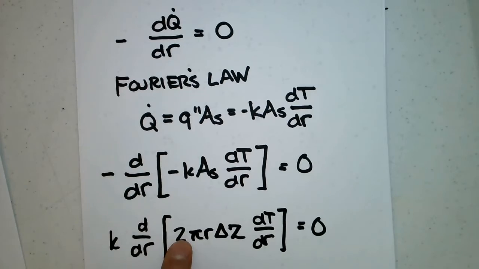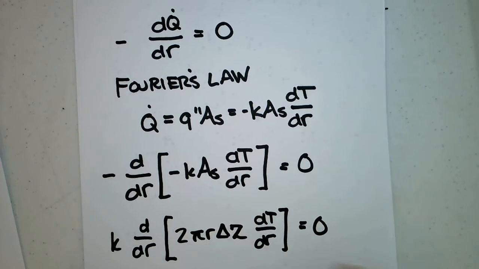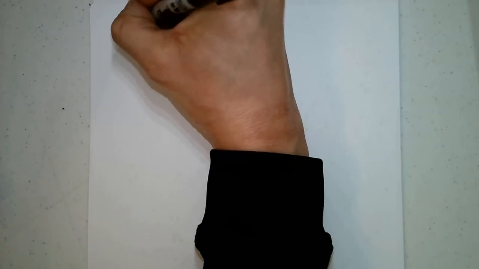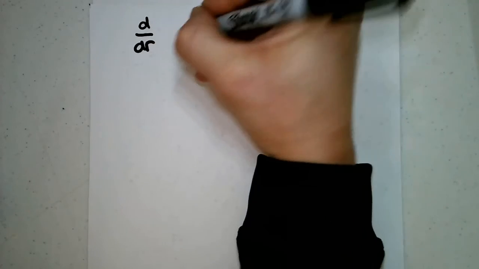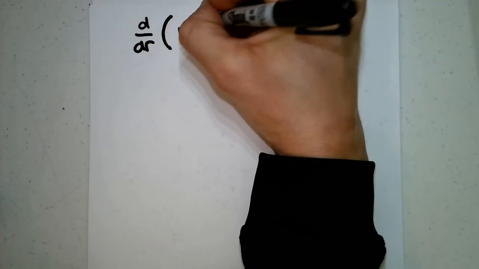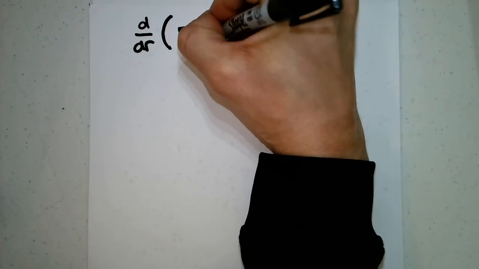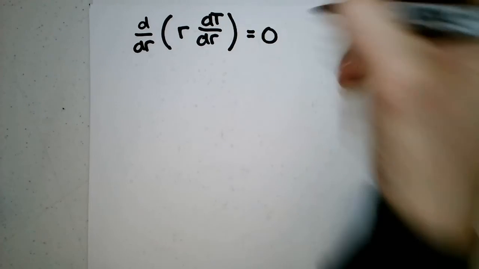And we can say, well, if k times this expression is 0, k is non-zero, so this term must be 0. Again, we can pull out 2, we can pull out pi. The delta z doesn't change with respect to r, so we are left with just r inside of this equation. So where we've landed, which is a little bit different than what we've seen before, is if we make those cancellations, we have d/dr of r dT/dr is 0.